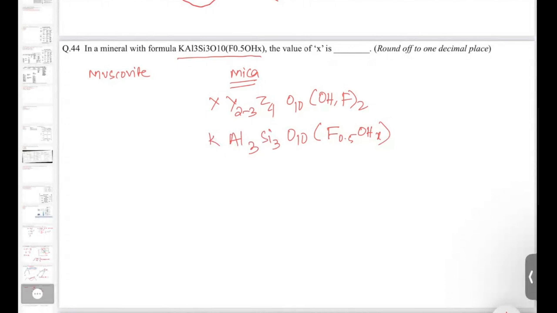This aluminum might consist of two types of aluminum, because Z represents the tetrahedral coordination place. It should have 4 atoms here, but in this formula it has 3 atoms, so one place is replaced by an aluminum. So out of these 3 aluminums, one is tetrahedral and 2 are octahedral. It's for your understanding.